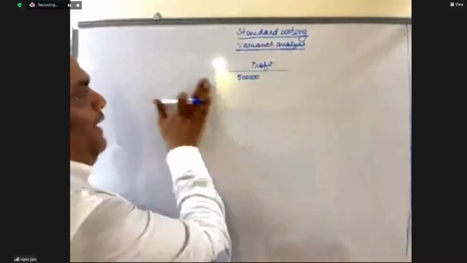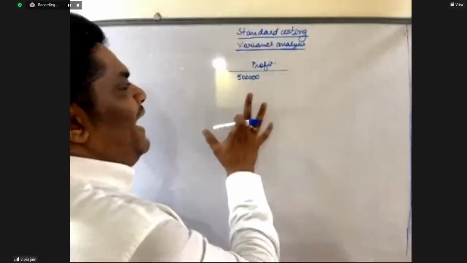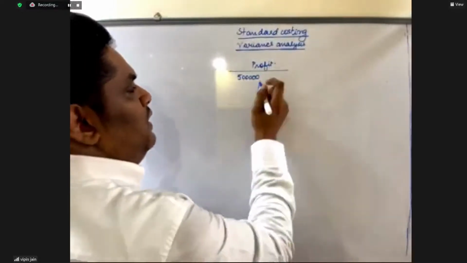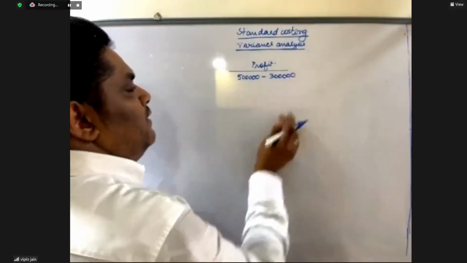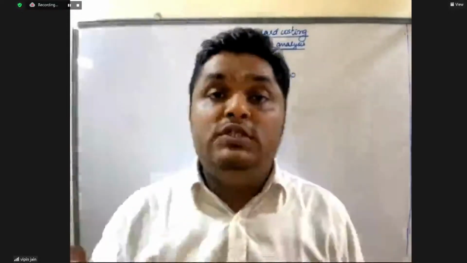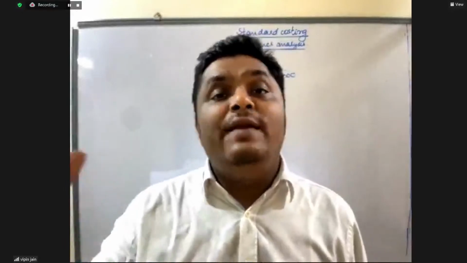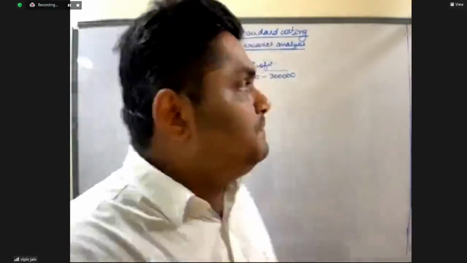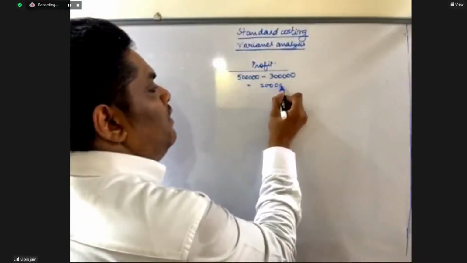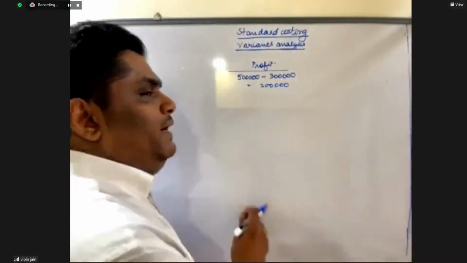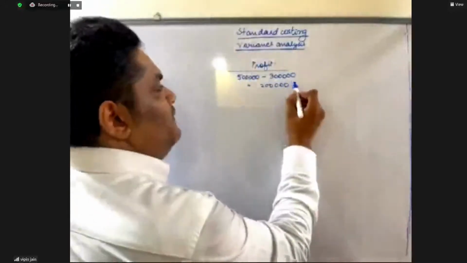Now, at the year end, when the actual results were out, my actual profit was only rupees 3 lakh. That is rupees 2 lakh less than what I expected. So this is not a good sign for the company. So we call it adverse for the company.